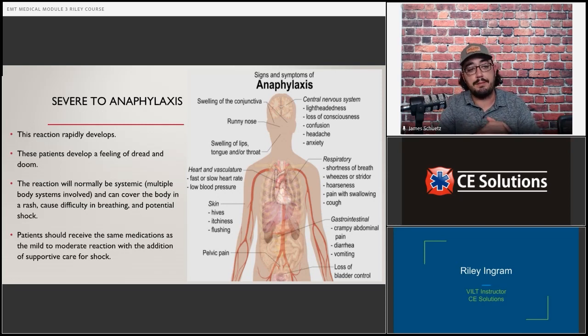Patients should receive the same medications as mild to moderate with the addition of supportive care for shock. So these people may need some type of supportive care as far as, like, epi drips or some corticosteroids to combat the different symptoms we've got going on.